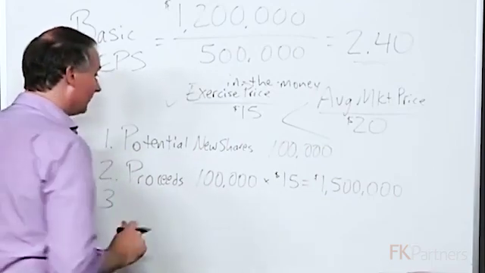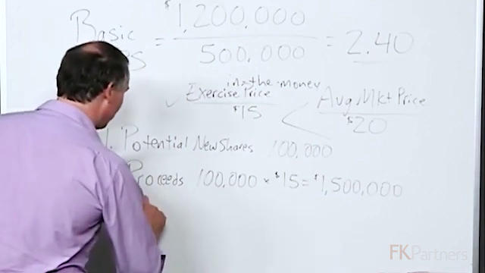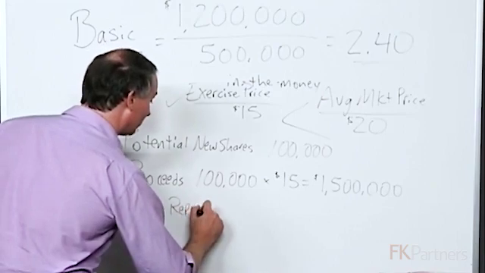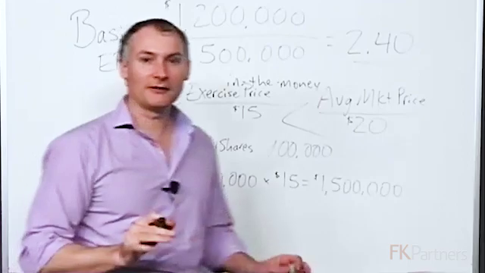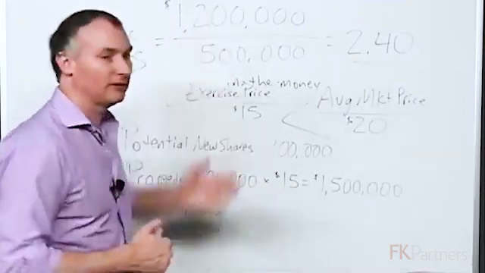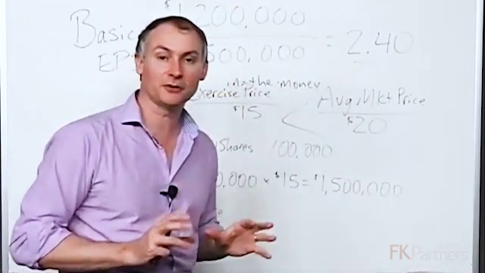Third step, once we calculate the proceeds, we're going to calculate how many shares the company can repurchase with those proceeds. So remember, we don't like dilution. There are 500,000 existing shareholders out there. There's 1,200,000 in earnings. That equates to this basic $2.40 of earnings per share.